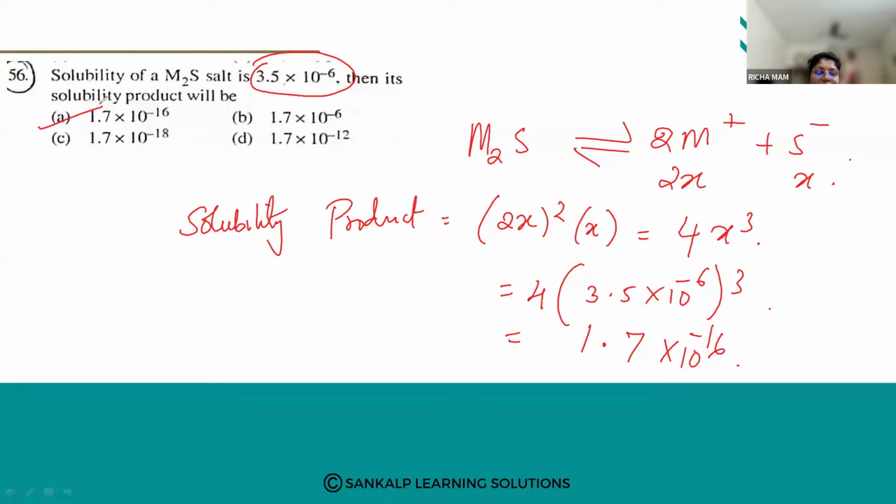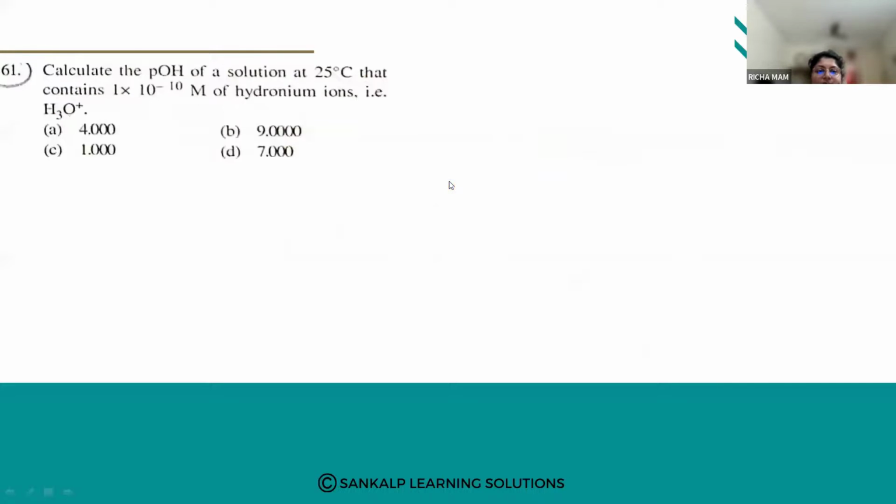So solubility product is what? Concentration of the products, right? Concentration of your 2M plus and X minus. If I consider this as 2x, then 2x whole square into x, that is 2 square is 4 and x square into x is x cube. So put the value of x, the solubility, which is 3.5, and we are going to get 1.7 into 10 raised to minus 16. So very important, remember the formulas.